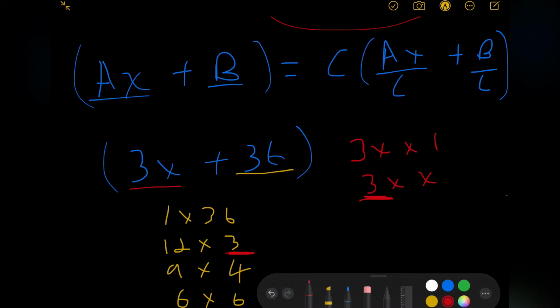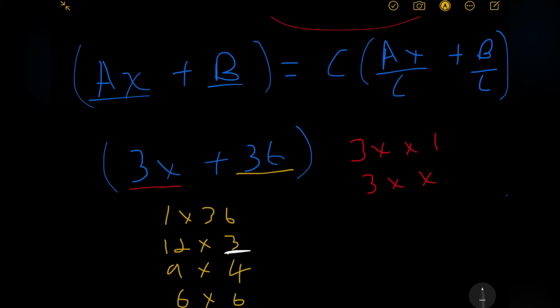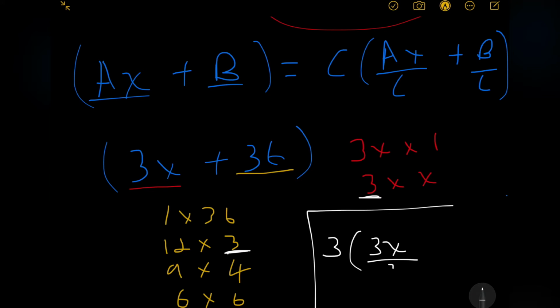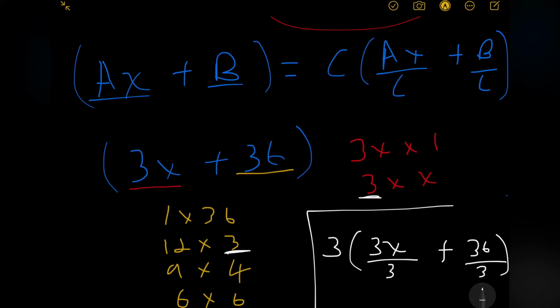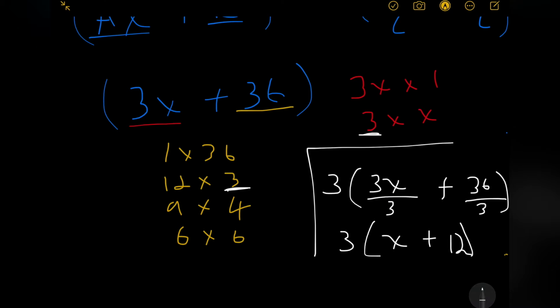Let me do this in another color. So 3 is common in both. So that would be our highest common factor. So we take that 3 out, and we'd multiply by 3x over 3 plus 36 over 3. And this would result in 3 times x plus 12. And this is how we factorize.